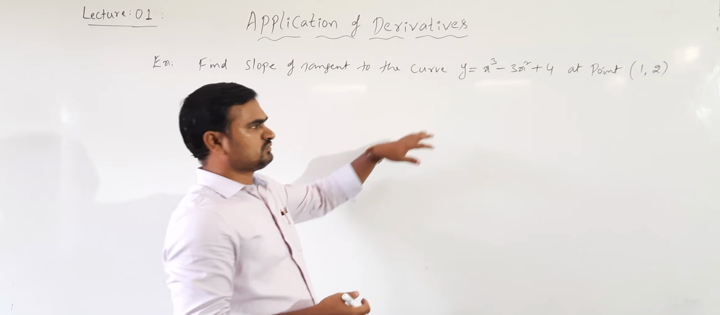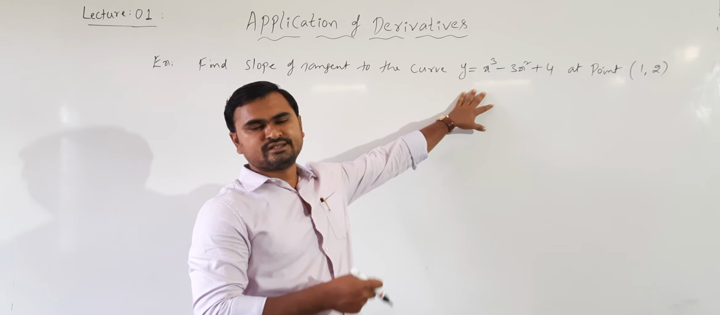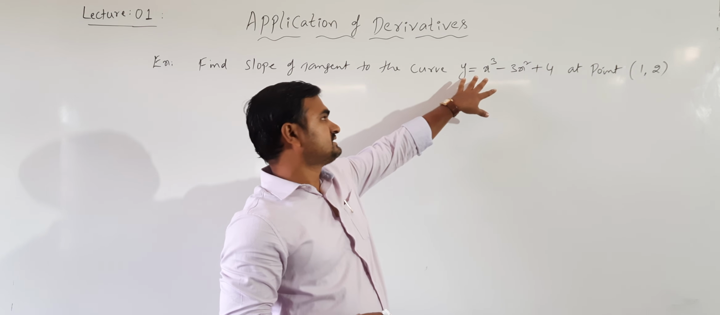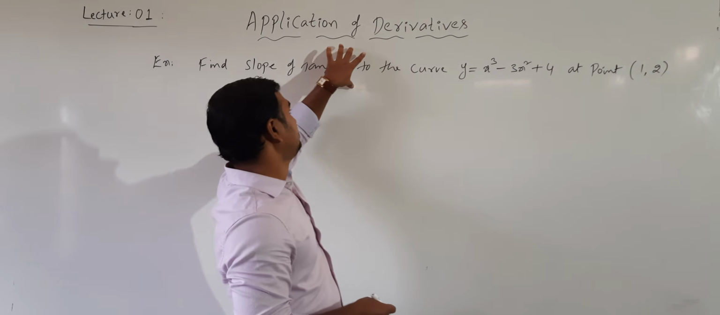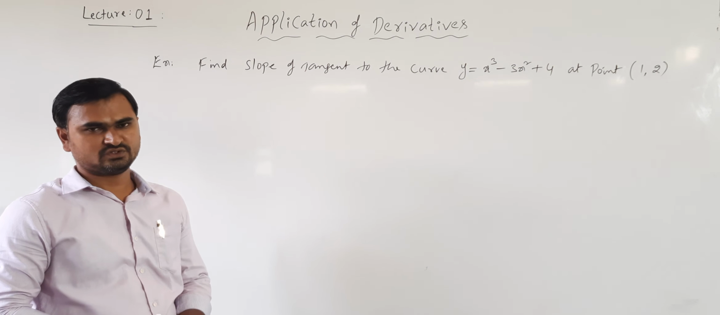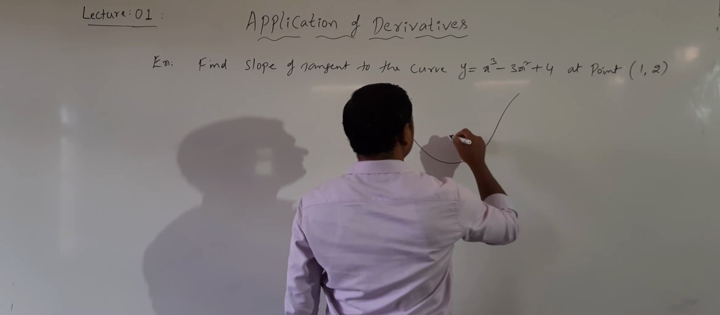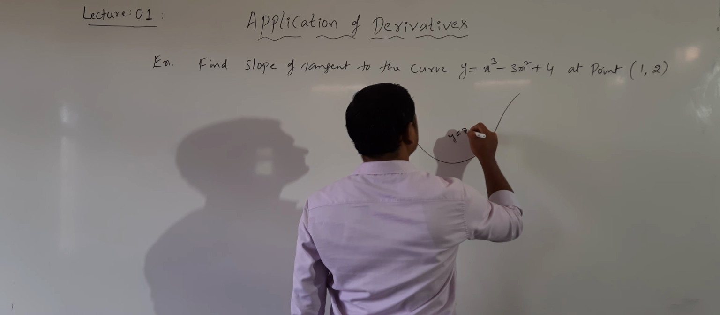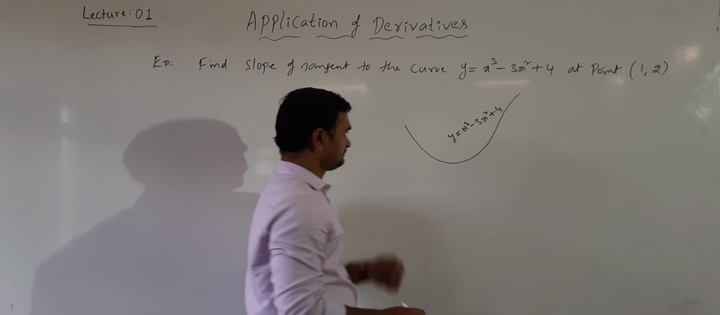Okay. We don't know how the curve is. If it is a standard curve, we can draw the diagram. But here a diagram is not necessary. We can draw a rough diagram and we can find what they are asking. So here they are asking the slope of tangent to the curve. Suppose the curve is like this, y is equal to x cube minus 3x square plus 4.